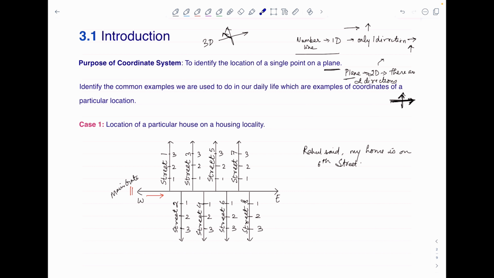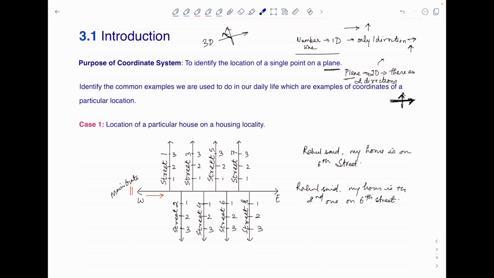You call Rahul again: "Rahul, I have reached 6th Street, but your house is not present. Tell me some more information." Rahul said, "My house is the second one on 6th Street."